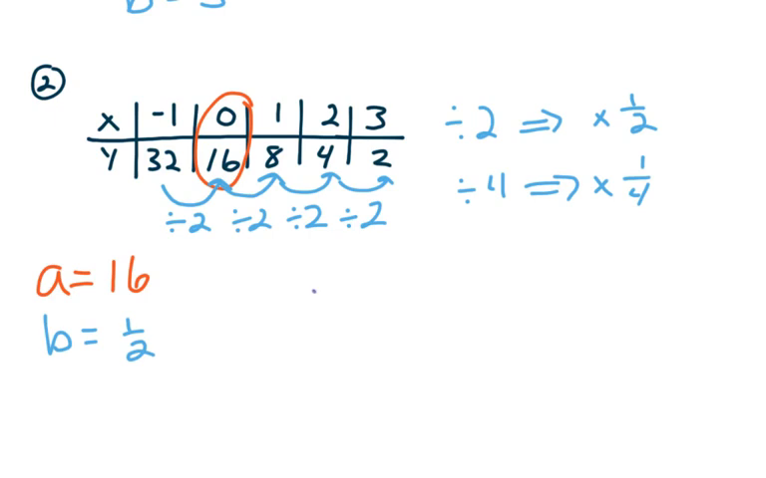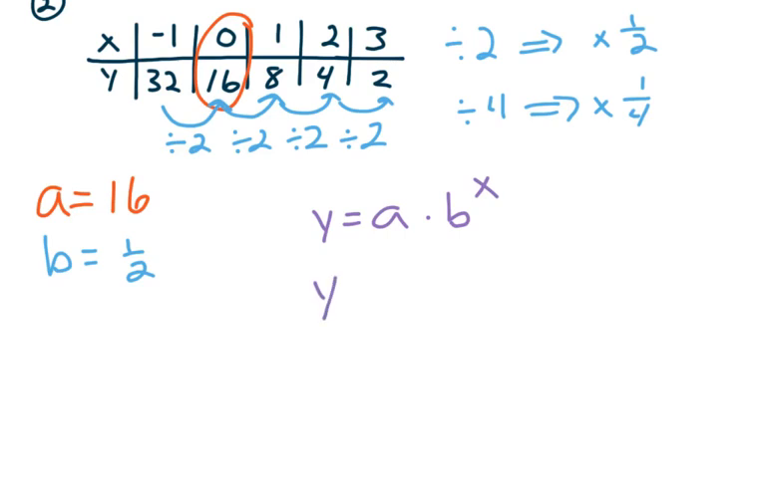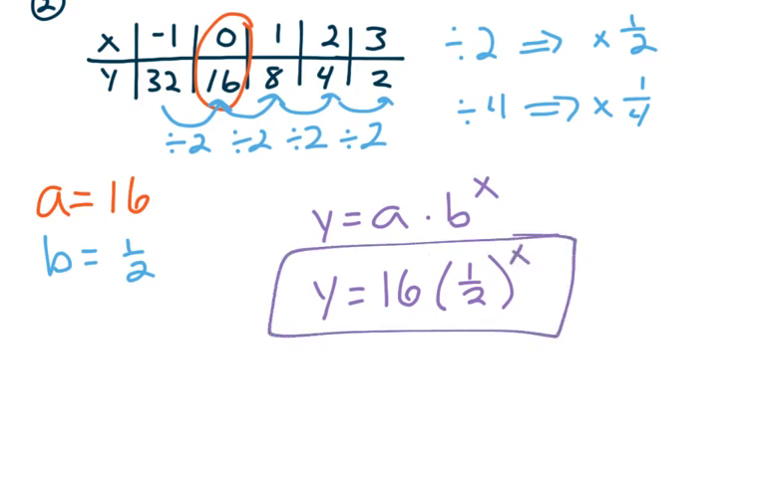So we can write our equation, y equals a times b to the x, and we can fill in what we need to know. We need to know a and b. We have those right here. Let's write our final answer. y is equal to our a value of 16 times our b value of 1/2 to the x power. And that's all there is to it for this type of example.